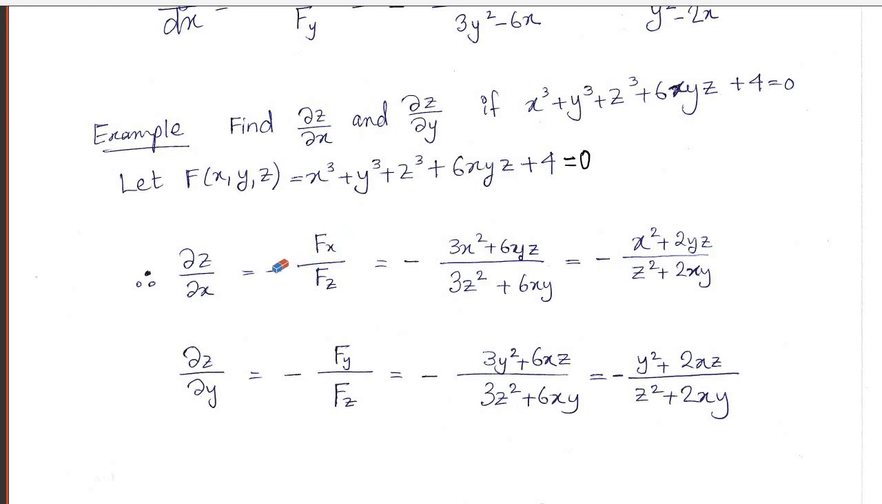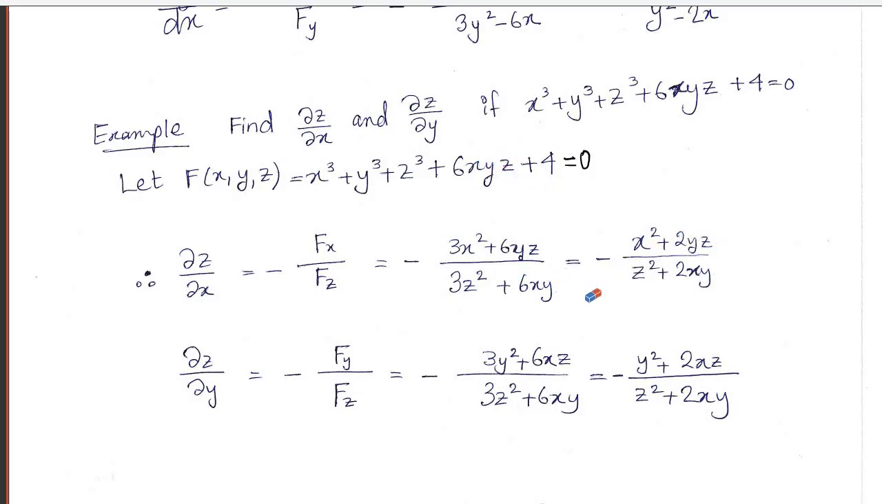On the numerator it will be fx, there is a minus sign, and denominator will be fz. Okay, cross. So this is 3x square plus 0, this will become 6 then y then z, because coefficient of x is 6yz plus 0. Denominator with respect to z, then this is 0, 0, 3z square, 6 into x into y into 1.